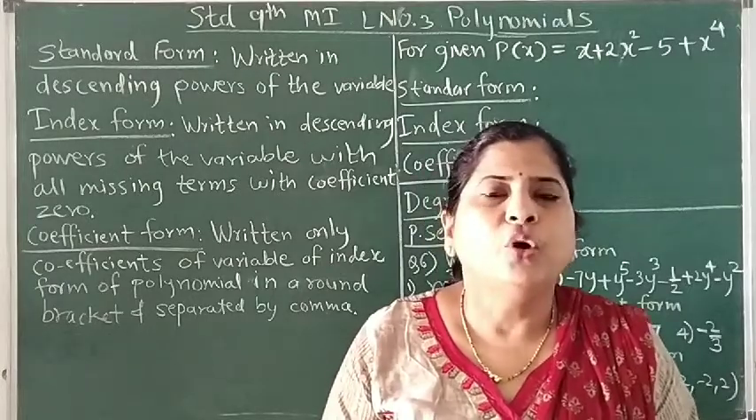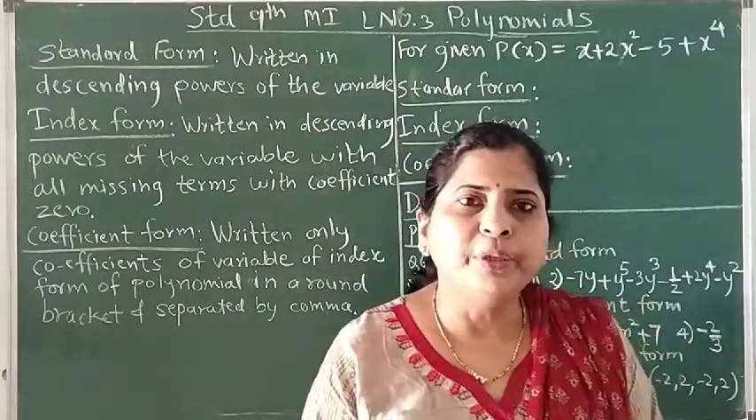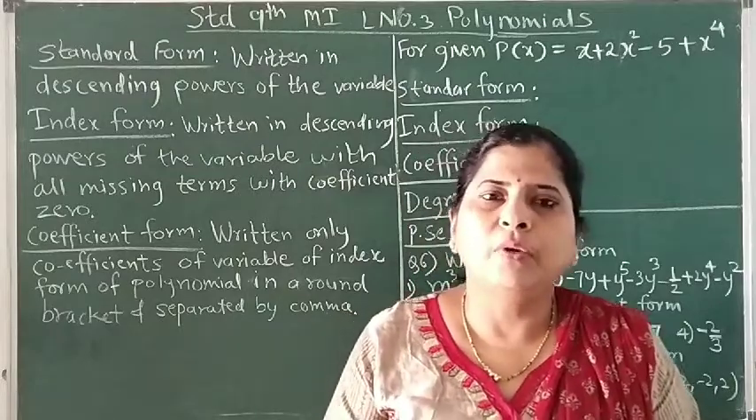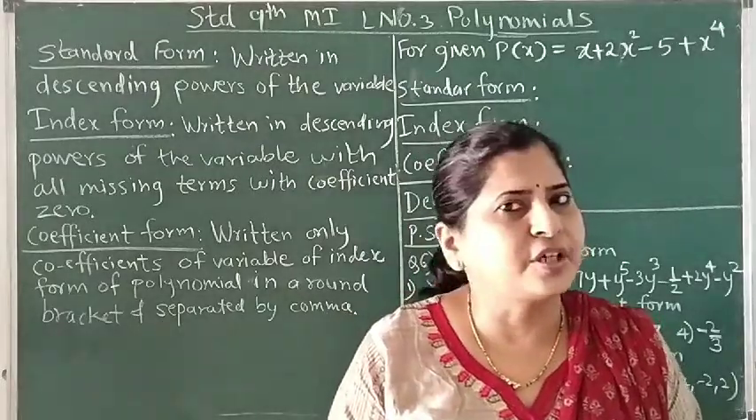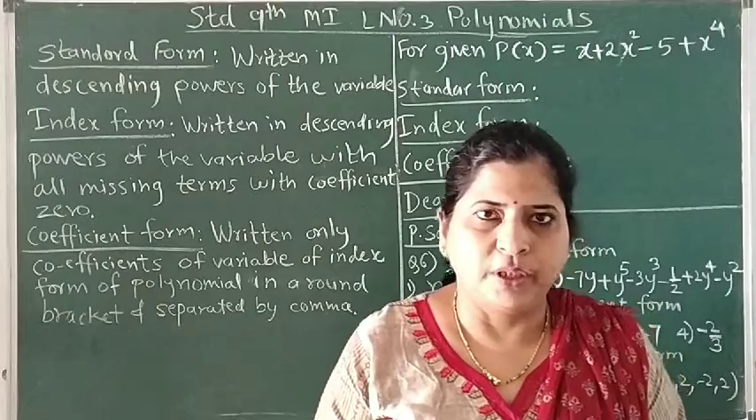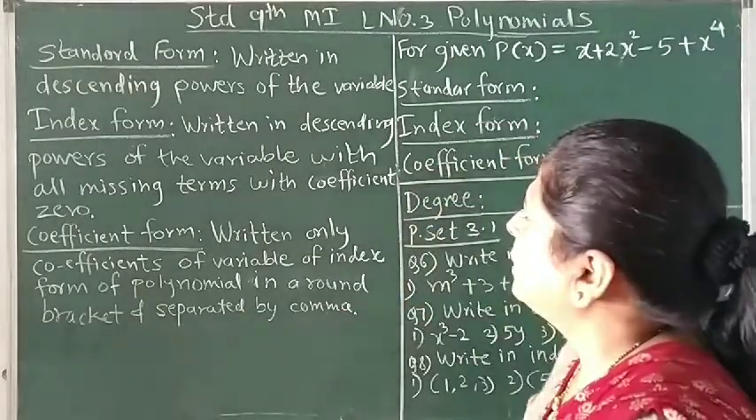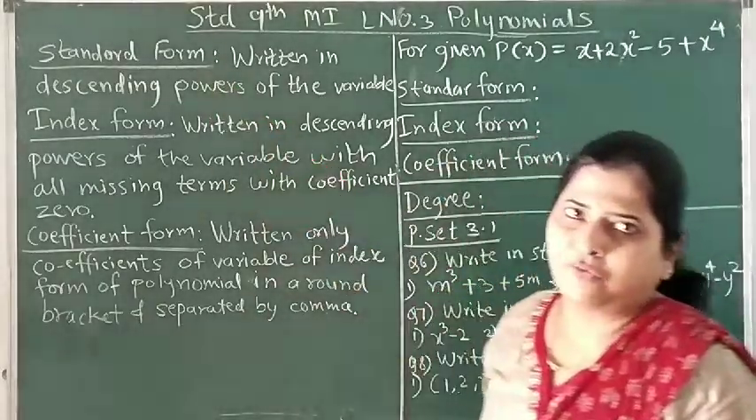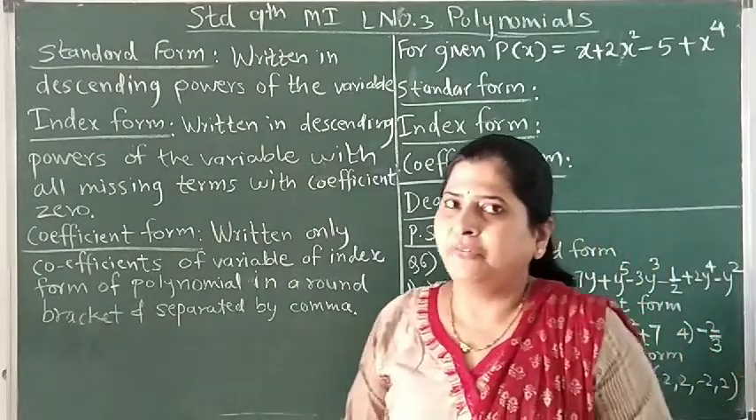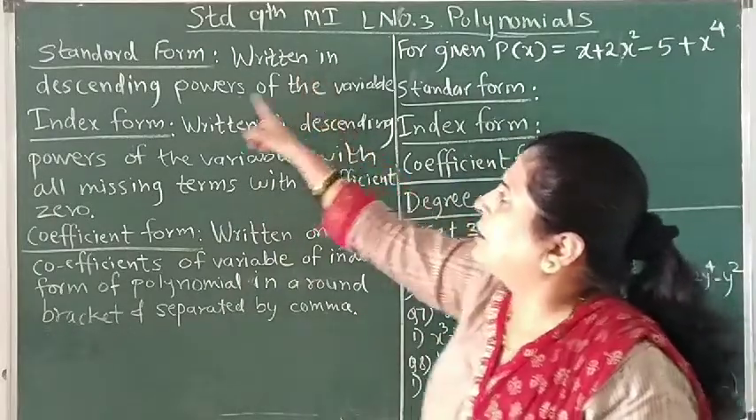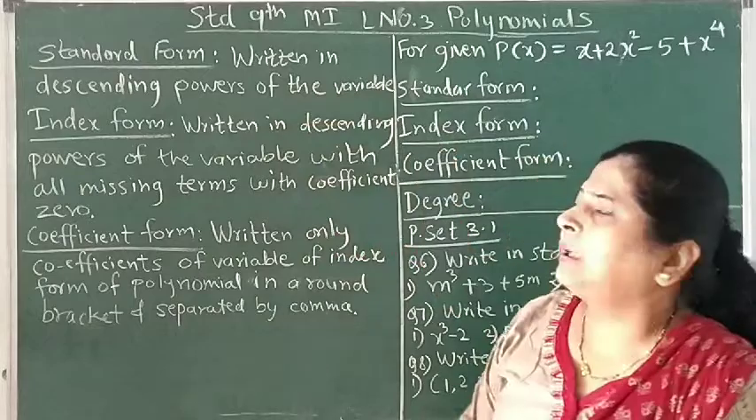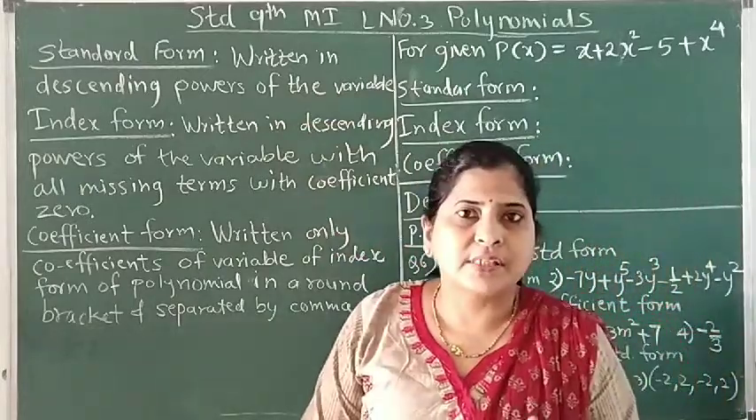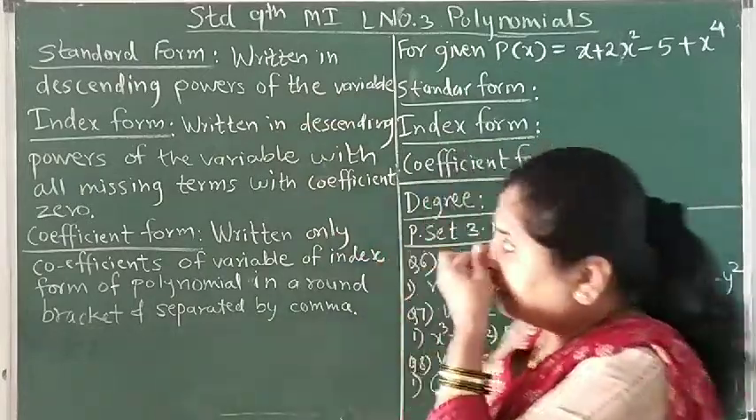Now in this video, we are going to see what we mean by the standard form, index form and the coefficient form of a polynomial. So let's see. First we will see what the standard form of a polynomial is. When the given polynomial is written in the descending powers of the variable, it is called a standard form. Okay. For example, let's see.